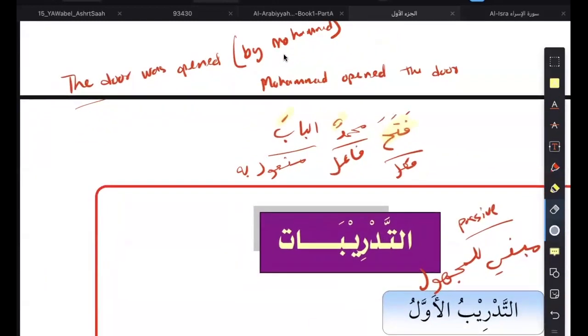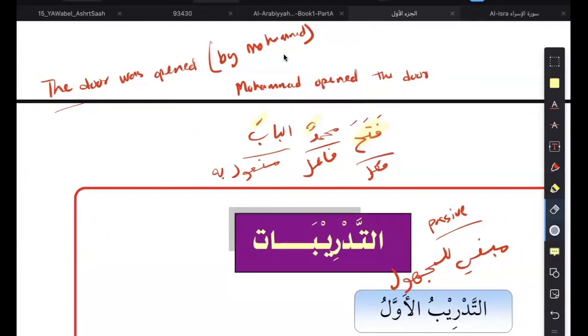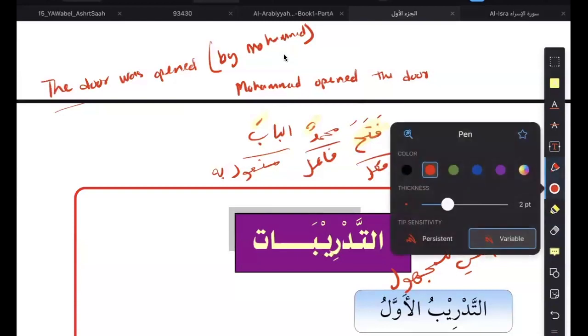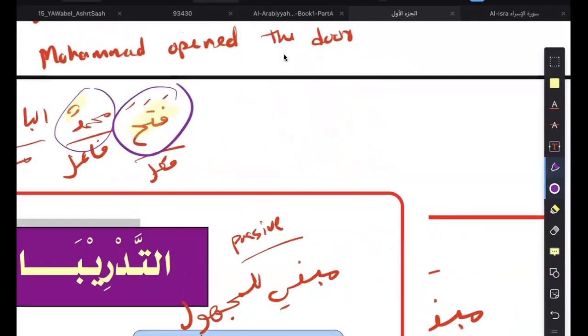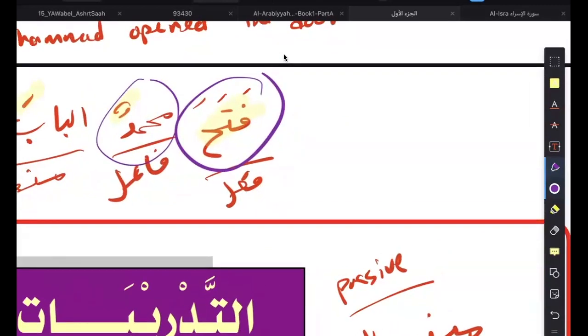So now how do we do this? A few things happen. Number one, we will have some changes to the verb itself. That change will indicate that this is a passive verb. And then, of course, we have to remove Muhammad, and then we have to do something we'll talk about now. So first of all, let's talk about how we make the verb passive.